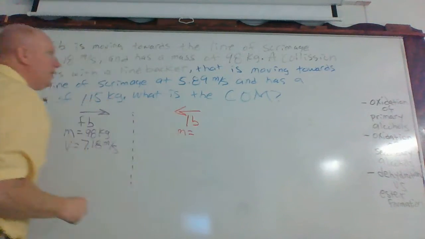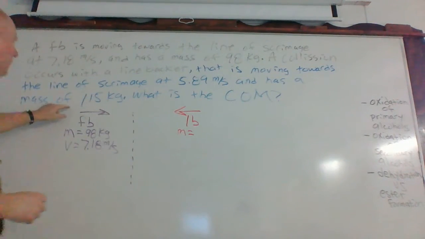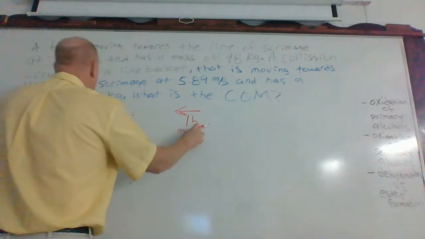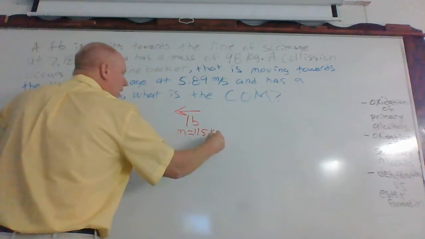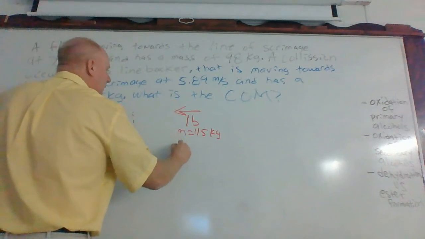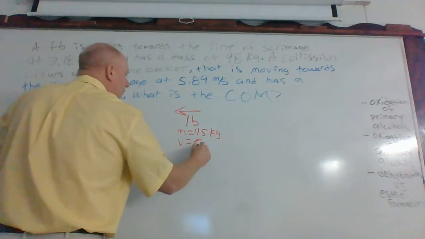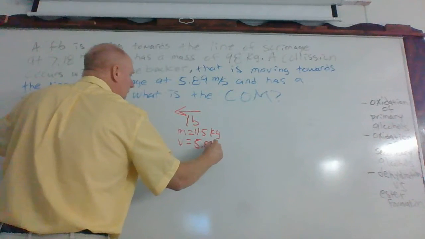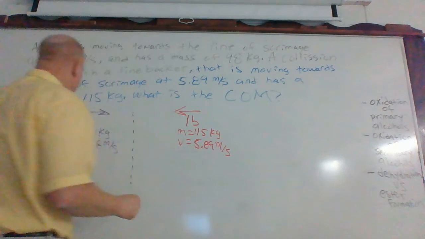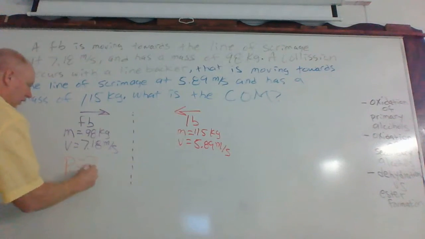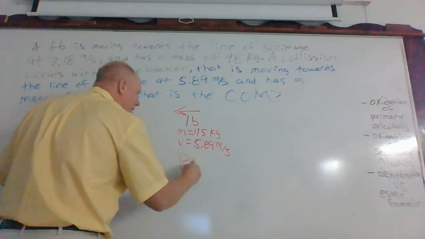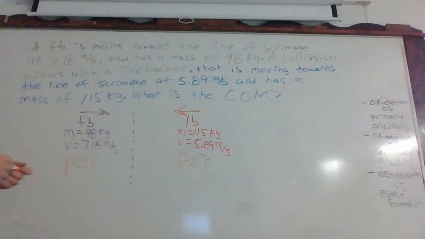Okay, so that is occurring with a linebacker moving towards the line of scrimmage that has a mass of, see, this is why you always want to get that set up so you don't have to keep looking back and forth. But in order to get that done, you still need to find your correct variables. 115 kilograms and then a velocity of 5.89 meters per second. So again, what we're solving for is the momentum in both cases. Our momentum here, we don't know. Our momentum here, we don't know.